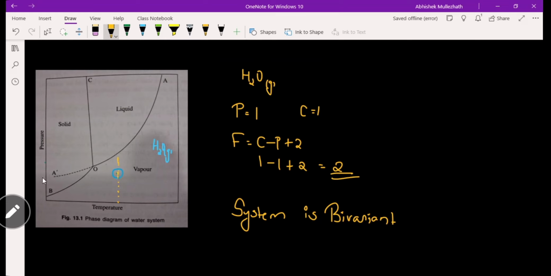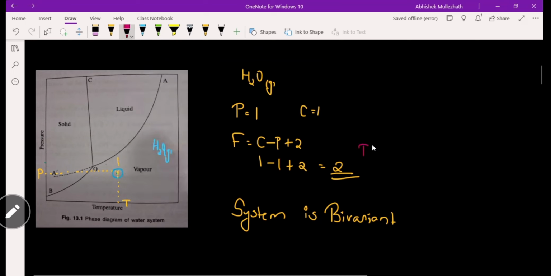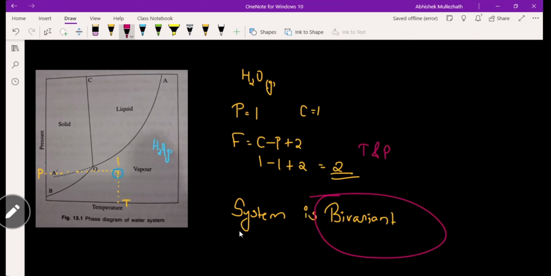How will you know? Only when I mention the pressure, that at this particular pressure and this particular temperature, your system is present. So over here, you require the pressure as well as temperature. Both the variables were required to define this particular system. Hence, the value two indicates that to define this system, you will require two different variables, that is temperature and pressure. Hence, the system is bivariate. Understood. So F is equal to 2. The degree of freedom indicates how many variables would be required to define a particular system.